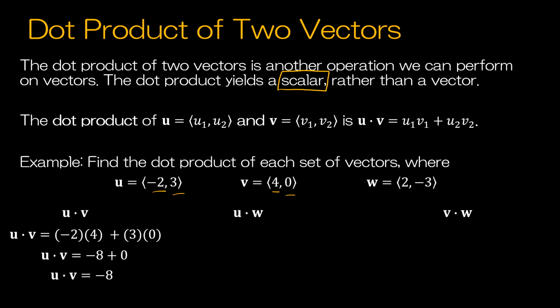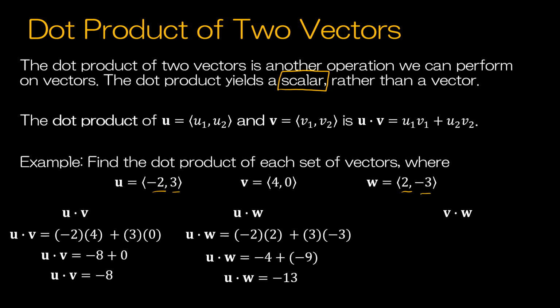For u dot w, again, now I'm going to start with negative 2 times 2, so negative 4, plus 3 times negative 3, which is negative 9. Add those together to get negative 13. And finally, v dot w, I would start with 4 times 2, which is 8, and 0 times negative 3, which is 0, so 8 plus 0, which is 8.